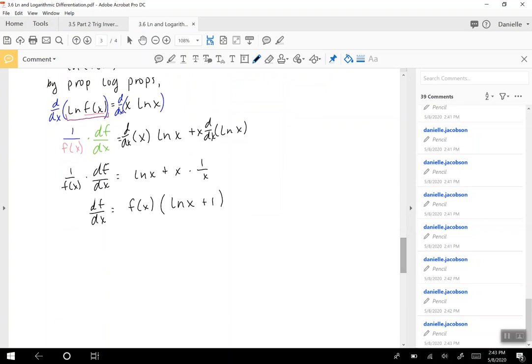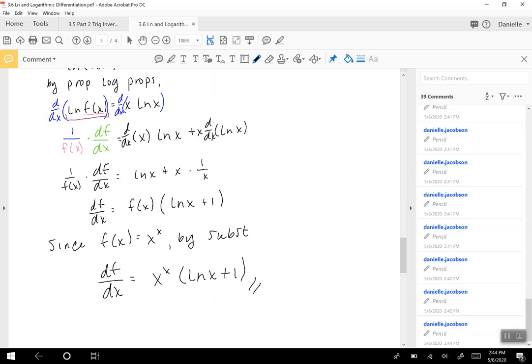Now I'm going to remember that f of x was equivalent to x to the x from the beginning of the question. So by substitution, I have df dx is equivalent to x to the x times the natural log of x plus 1, and that would be my final answer. The key thing here is that when you take the natural log of both sides like that, it allows you to drop that exponent down, so then you have something more familiar to work with. You can't use the exponential rule or the power rule when you have a variable to a variable.